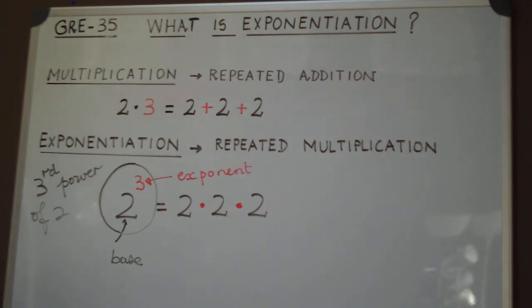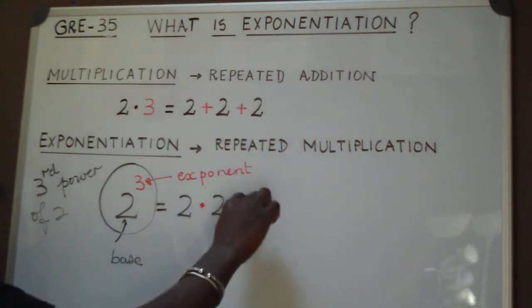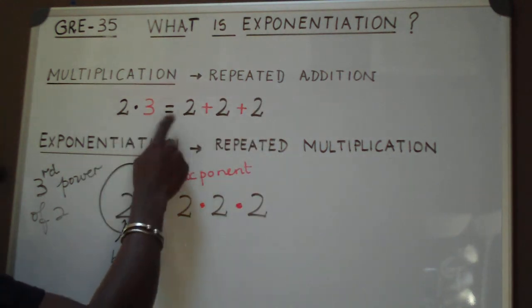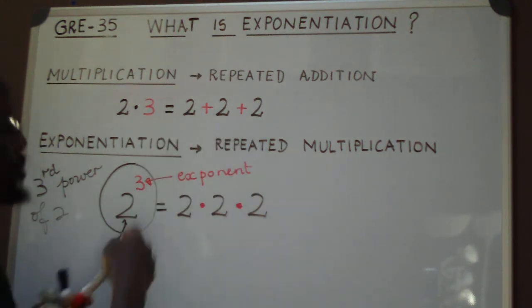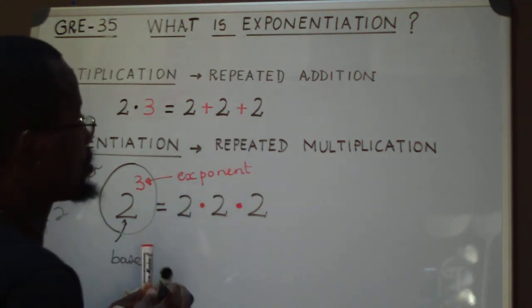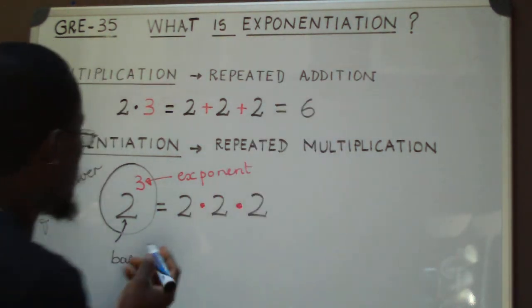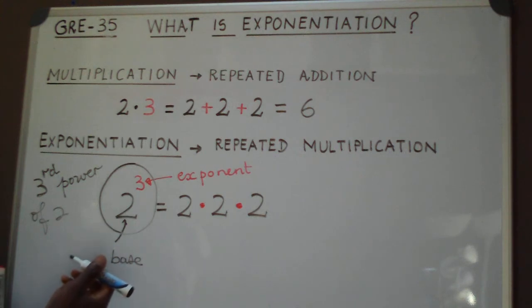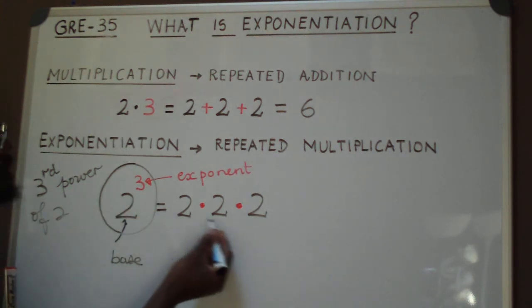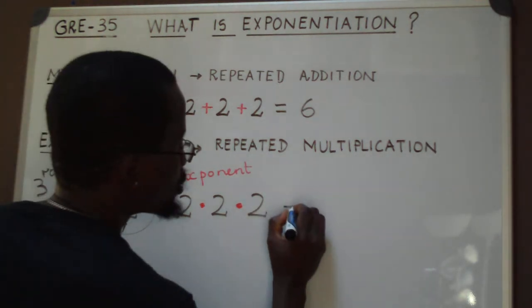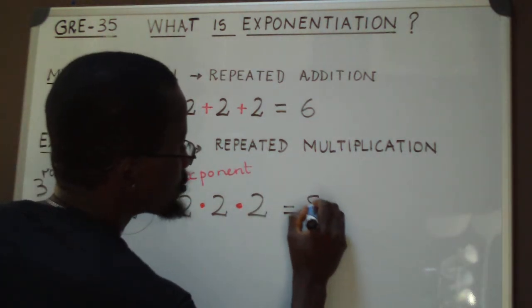Now, I would like to draw your attention to one thing which is very important here. Let us calculate the two expressions that we have here. So 2 multiplied by 3, being equal to 2 plus 2 plus 2, gives us 6. We all know that 2 multiplied by 3 is equal to 6. Now, what about 2 exponent 3? Well, 2 exponent 3 is 2 multiplied by 2, which is 4, then multiplied by 2. And we all know that 4 multiplied by 2 is equal to 8.